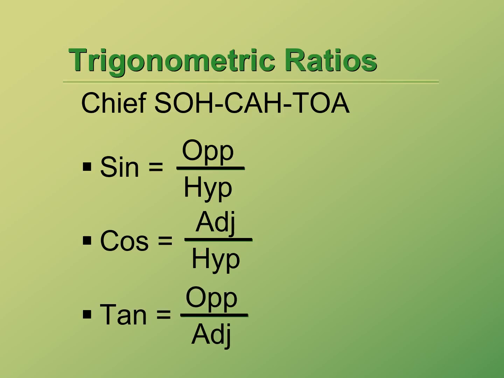Then you have TOA. The T in TOA stands for tangent. Notice that we abbreviate tangent to TAN. The O in TOA stands for the opposite, and the A in TOA stands for adjacent. So that's just a way to help you remember the ratios of sine, cosine, and tangent.